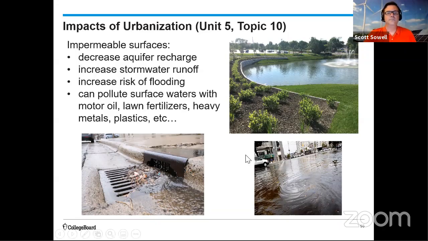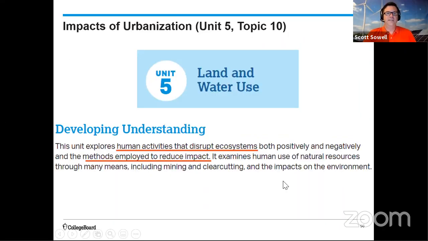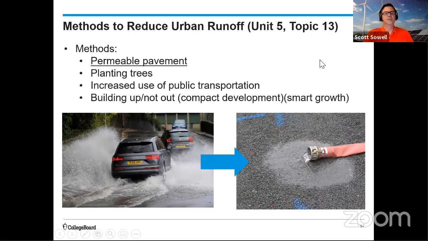So in Unit 5, it explicitly says that this unit explores human activities that disrupt ecosystems, but it also explores methods to employ to reduce the impact. So we talked about these problems with impermeable surfaces. Now let's look at a few solutions. So the first one is permeable pavement. They have invented pavement that will suck up the water. So if you look over here on the left-hand side, all the water that has fallen on this street is simply pooling up and collecting. It's not getting back down into the ground, as opposed to this permeable pavement, which allows the water to be absorbed.